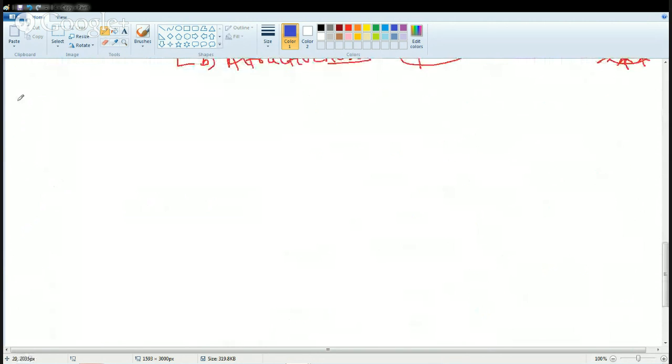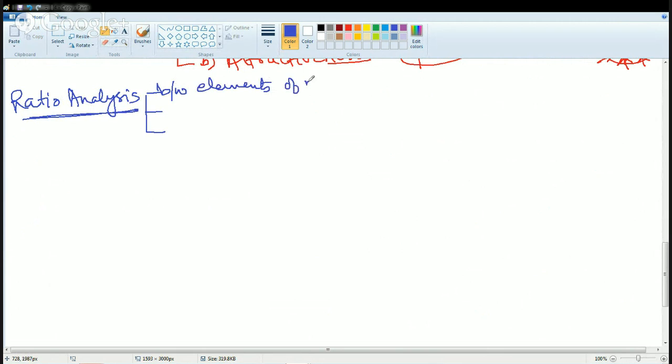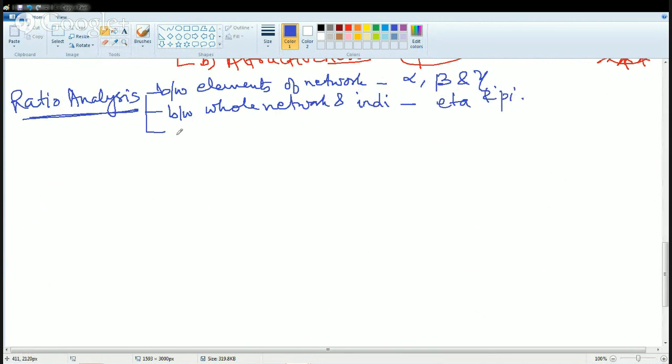Now we'll move on to the ratio analysis under network. Ratio analysis is broadly classified into 3 categories. First is between the elements of the network. The 3 things we would be considering here are alpha, beta, and gamma. The next is between the whole network and the individual element, so we would be considering eta and pi here. And the last is between the whole network and remaining elements, so we will be talking about iota and theta.